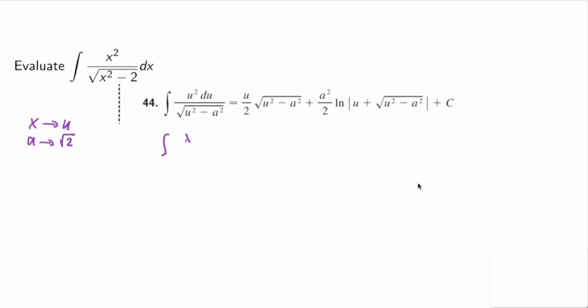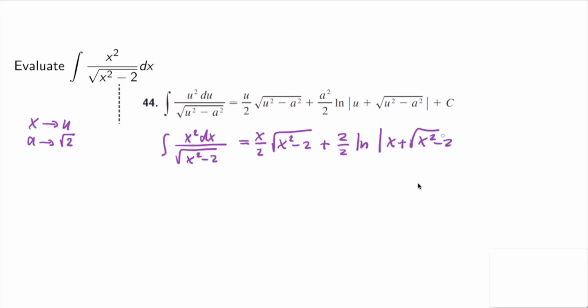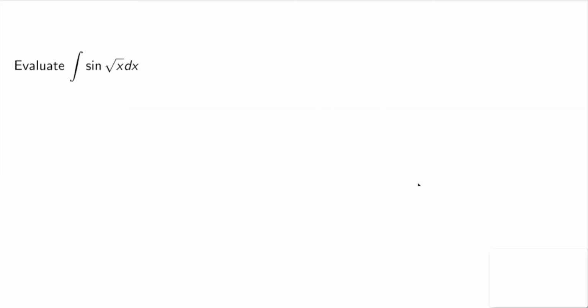So we have integral x squared dx divided by root x squared minus 2 to be equal to x over 2 times root of x squared minus 2 plus 2 over 2 times log of x plus root of x squared minus 2, and then plus the constant. And then you can simplify, this is equal to 1. You can leave it out. But that's it. So just identify the u's and the a's and then use the formula. But it's not always that easy.